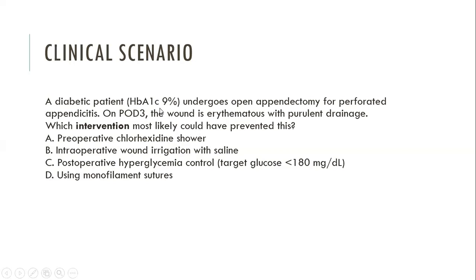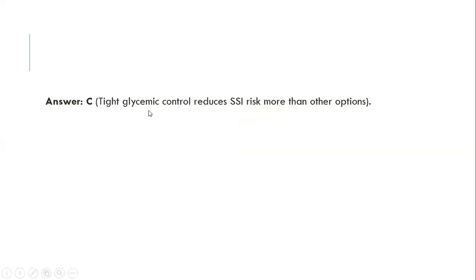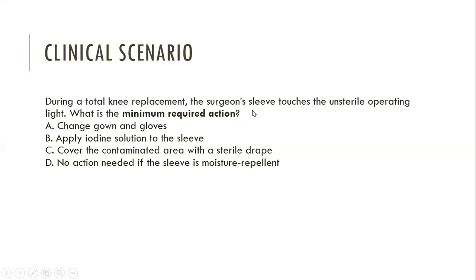So basically HbA1c is 9, this patient is diabetic, so glycemic control is very important in pre-op, intra-op and post-op phases. So option C will be right. We have to tightly control glycemia because it reduces surgical site infections more than any other option.